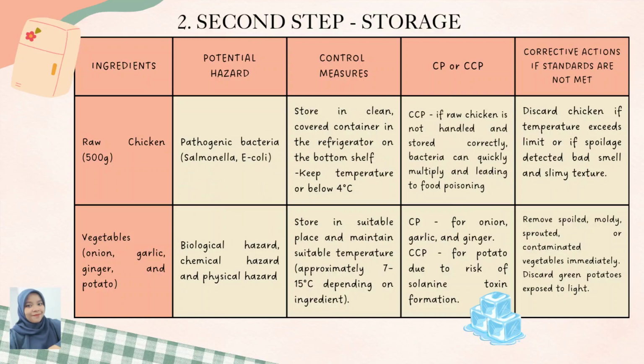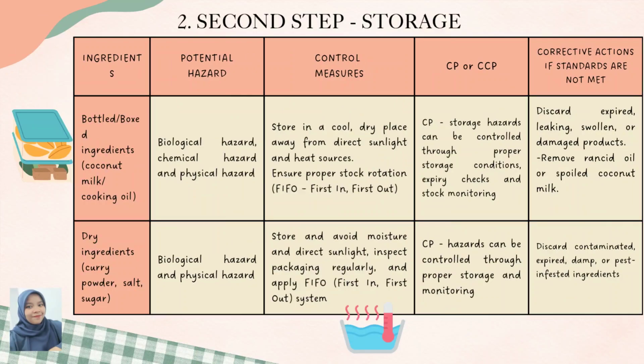Next, vegetables such as onion, garlic, ginger, and potato should be stored at suitable temperatures to avoid contamination and toxin formation, especially in potatoes. Any spoiled or contaminated vegetables must be removed immediately. For bottle or box ingredients such as coconut milk and cooking oil, they should be stored in a cool and dry place away from direct sunlight and heat. We also apply the FIFO system, meaning first in, first out, to maintain freshness. Expired or damaged products should be discarded.